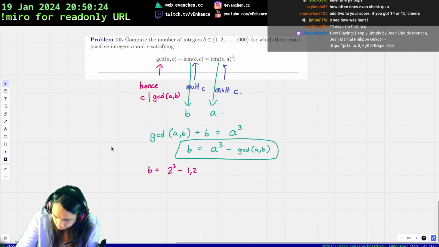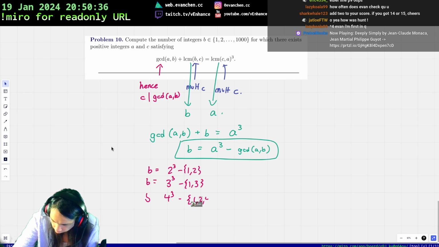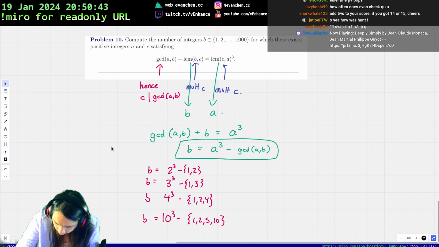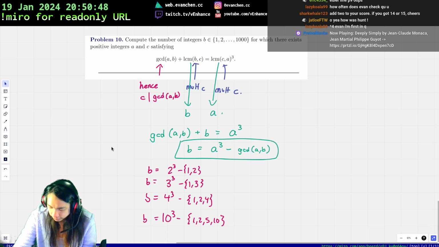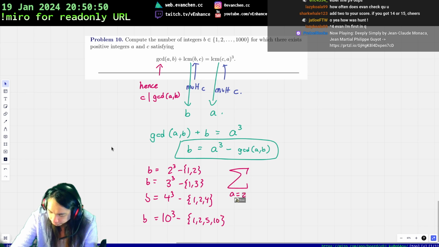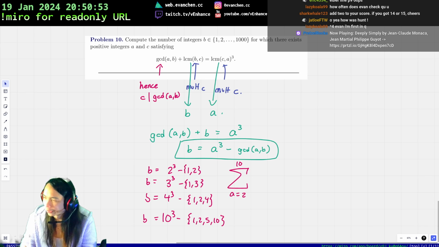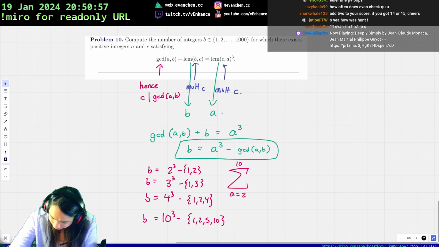either 1 or 2. B could be 3 cubed minus 1 or 3. Or when you get to 4, it's 1, 2, or 4. And when you get to 10, it's just the set of divisors, 1, 2, 5, 10. Those are the possible values you can have. So the answer is you sum from A equals 2 to 10 of, I always get the notation wrong, is it tau? We'll just say number of divisors, all right?